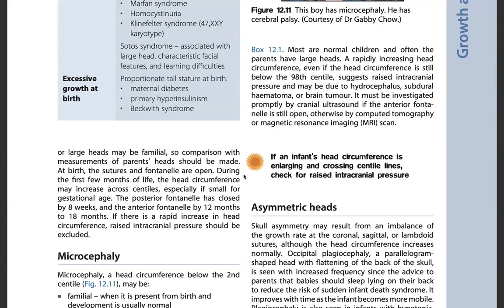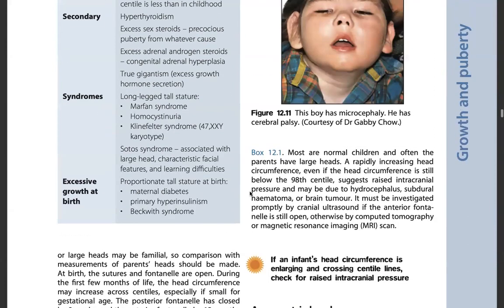The sutures and fontanelles are open during the first few months of life. The head circumference may increase across centiles, especially if small for gestational age. The posterior fontanelle has closed by 8 weeks and the anterior fontanelle by 12 to 18 months. If there is a rapid increase in head circumference, raised intracranial pressure should be excluded.